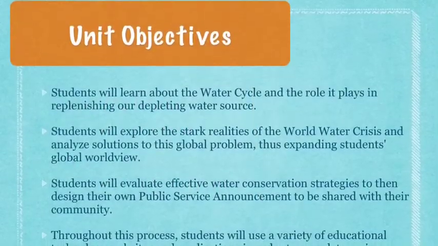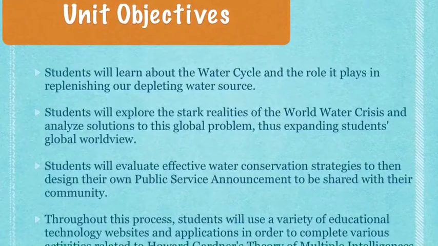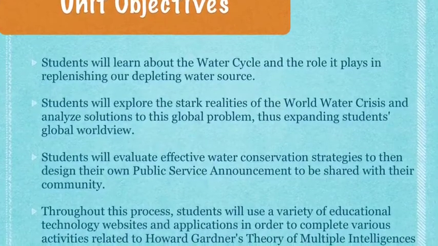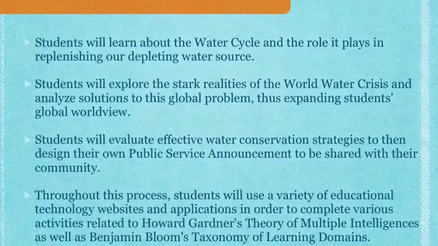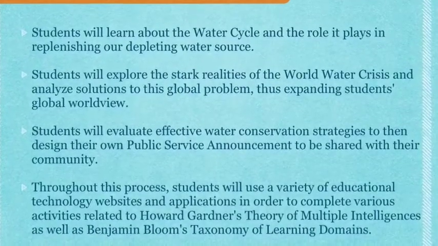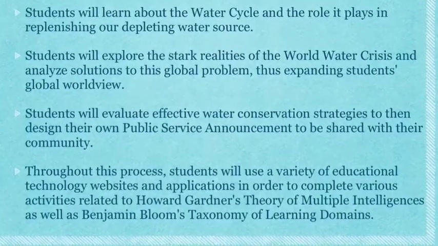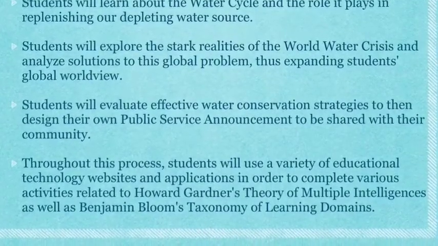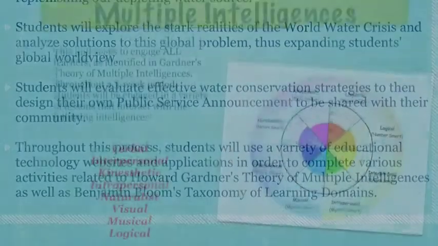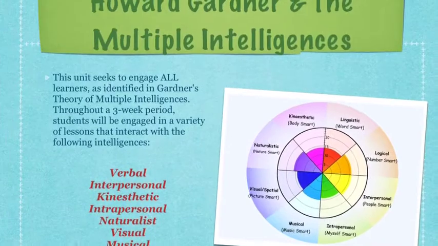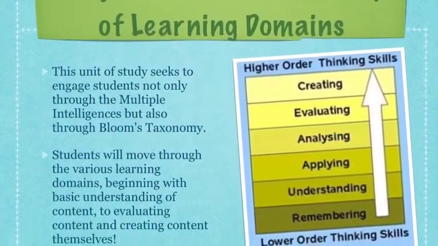The unit objectives span a variety of content. In this unit, students will learn about water as a depleting natural resource, one that must be conserved. Students will also explore the world water crisis and expand their global perspective in the process. In addition, students will identify and evaluate water conservation strategies to then create a public service announcement as their solution to the world water crisis. Along the way, students will intersect with educational technologies. Each activity will align with Gardner's Multiple Intelligences and Bloom's Taxonomy.